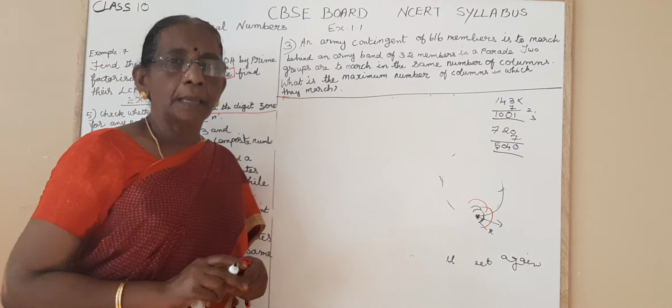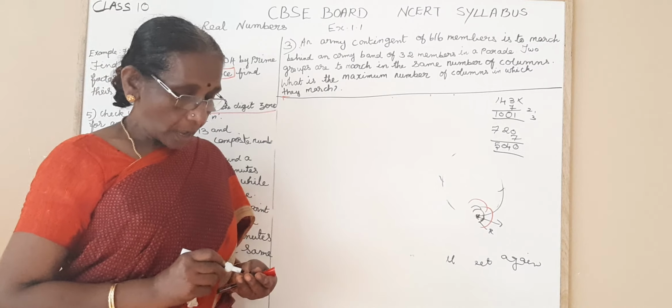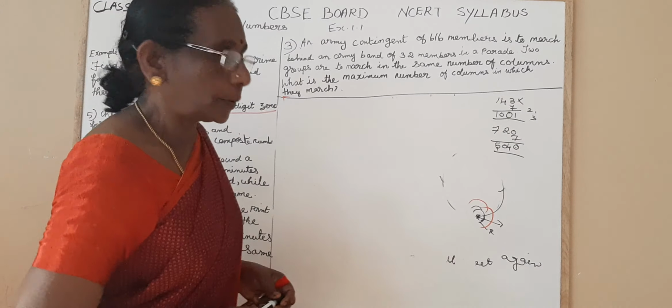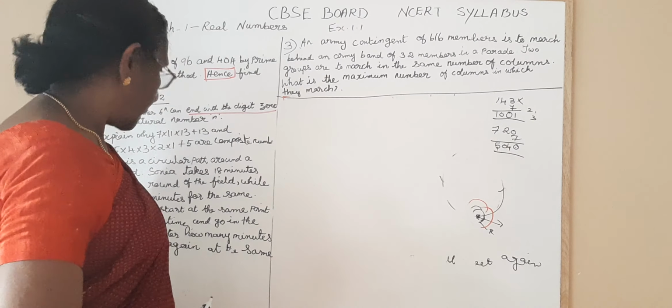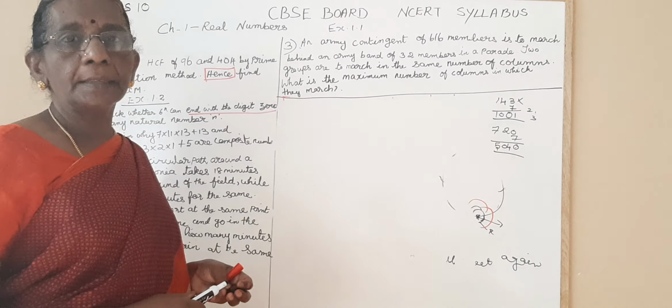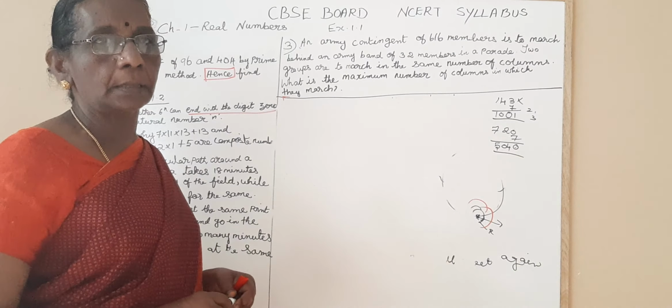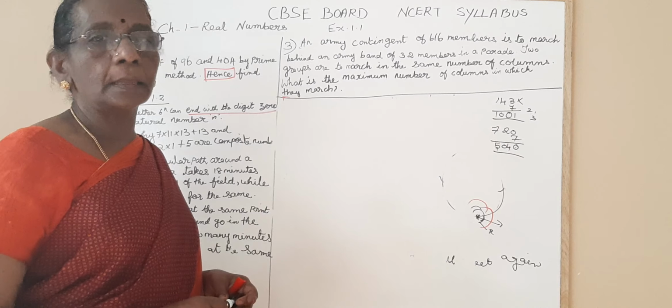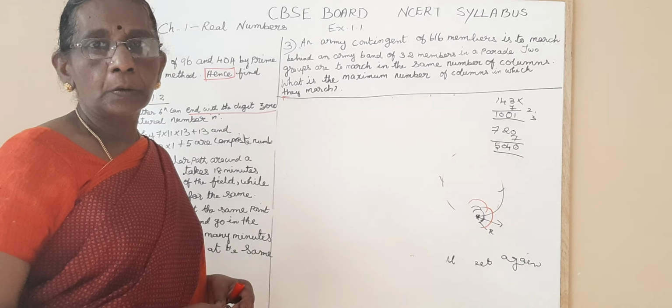Okay, children, this exercise is over. And in the exercise 1.1, you don't have sum number 2, 4, 8. But the highest common factor, sum number 3 is there. I'll explain that in another session. Thank you. Hope you have understood.